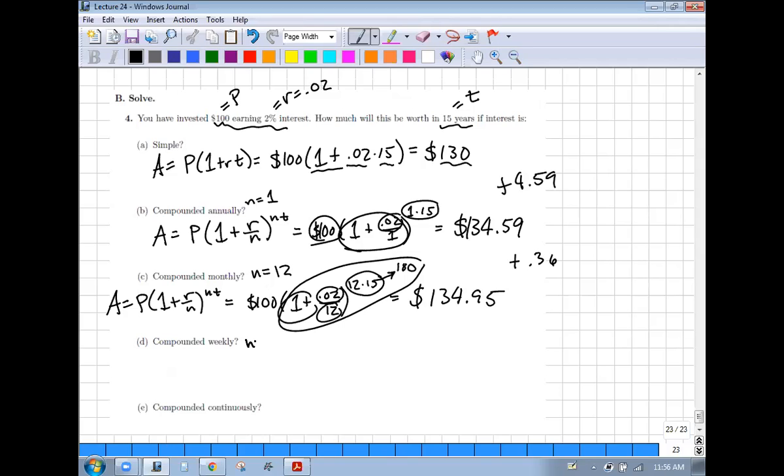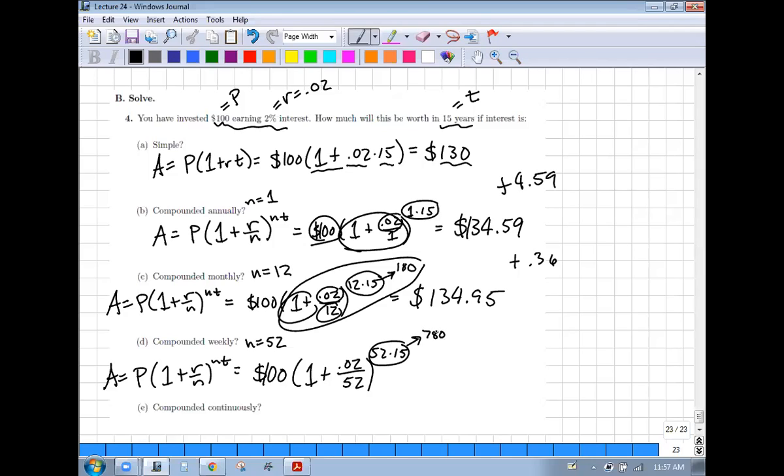Now, if we compound weekly, that means n is 52. So again, compound interest, 1 plus r over n, the nt. We got 100 bucks. We have 2%, but we're doing it 52 times a year. So every week, it's only a 52nd of the interest rate. And we do this 52 times a year times 15 years. So the first thing I need to know is what this number is if I'm going to use my simple little calculator here. 52 times 15, that's 780. That's how many times we're going to compound interest over the 15 years.